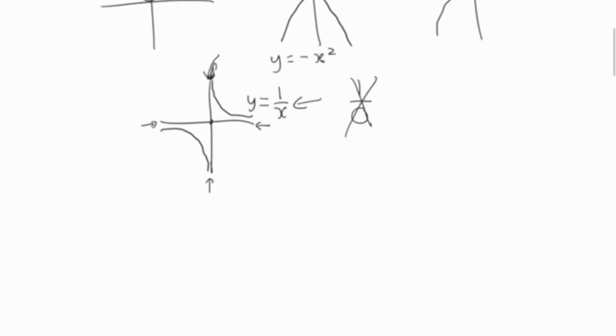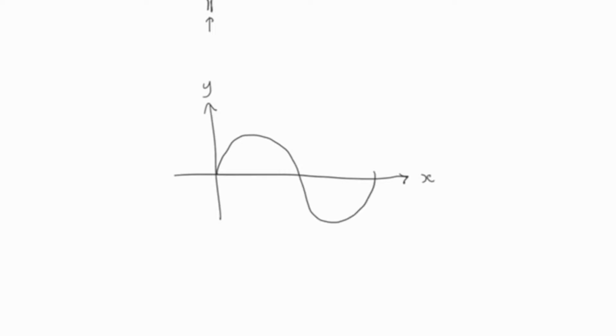And there's also a few other ones. These ones I'm going to draw a bit bigger. So you have x and y. So this is a sine graph, which looks like this. Then you have a cos graph, which looks like this.